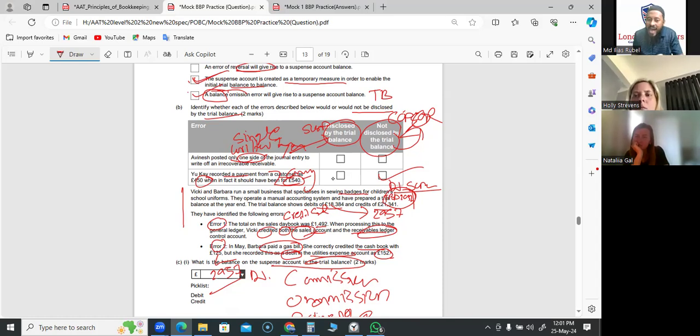But how about errors disclosed by the trial balance? Those are basically single entry errors, written it twice, overstated, understated, like sales understated by £10. You need to credit sales and debit suspense. And similar like that. So the more you do, the better you understand. Makes sense? Yes. Thank you.